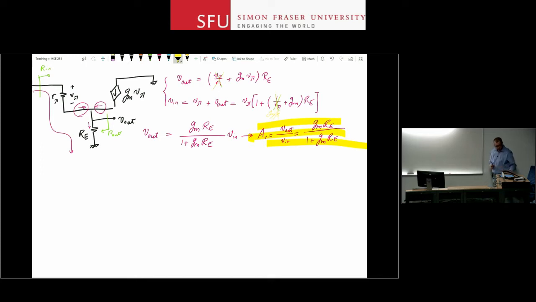So right away, you have to have a little bit of concern when you see this expression. It's GM RE, some positive number, divided by 1 plus GM RE, meaning that the voltage gain is less than 1, always, right? You can make it close to 1 if you choose a large GM RE. Let's say if you choose a GM RE of 10, you can make it 10 over 11, 0.9. It's close to 1, but it's always less than 1.